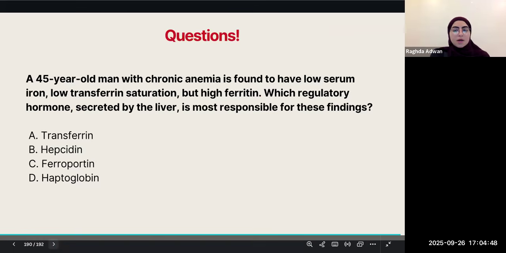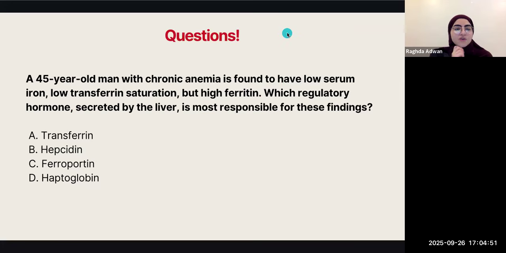Okay. Now, a 45-year-old man with chronic anemia is found to have low serum iron, low transferrin saturation, but high ferritin. Which regulatory hormone, which is secreted by the liver, is most responsible for these findings? Very easy question. Yes. You guys are all right. It is hepcidin B. Hepcidin is responsible for blocking iron absorption in the case of this chronic anemia.